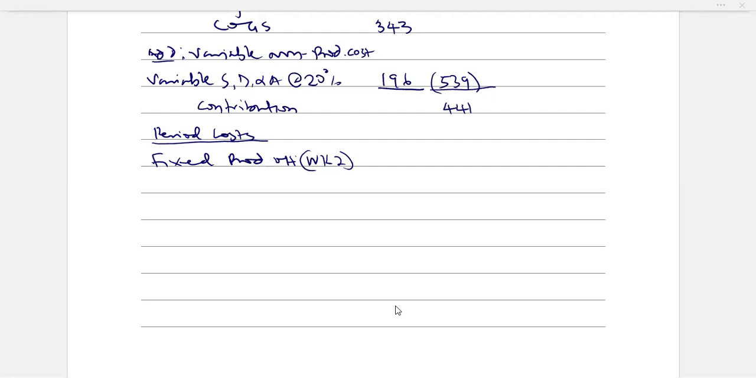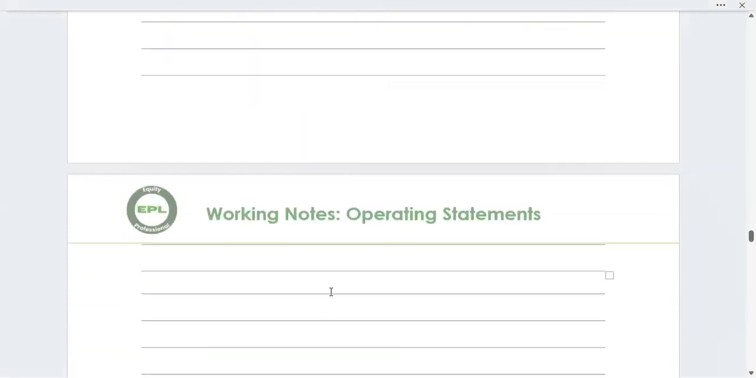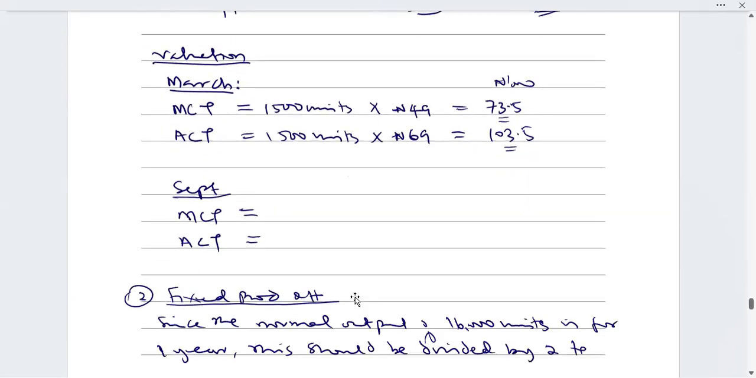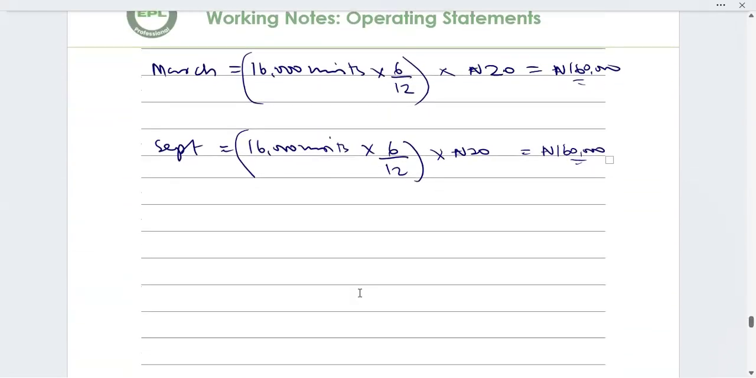So our fixed production overhead based on our working is 160,000. So immediately after this, we need to go back to the question to see if there are other fixed costs. Certainly, we're also told that we have fixed selling, distribution, and admin, which is 180,000 naira per annum. So again, let's go and make an adjustment for that.